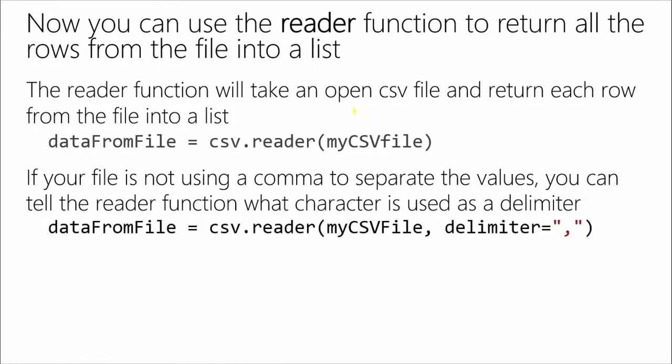Yep. So if you look at the syntax on the slide, you'll see that you can call the reader function a couple of ways. You can either call it by passing in just the name of the file. That will assume you're using a comma to distinguish between the different values in a row. Or you can specify the delimiter I'm using in this file, and in this case I'm specifying a comma, but it could be a semicolon, a colon, a slash.